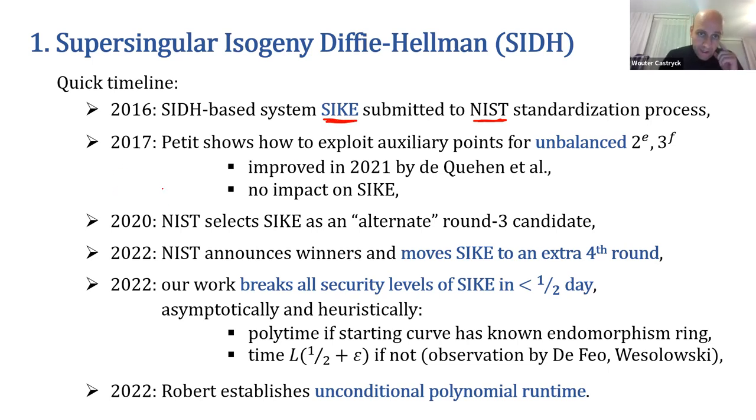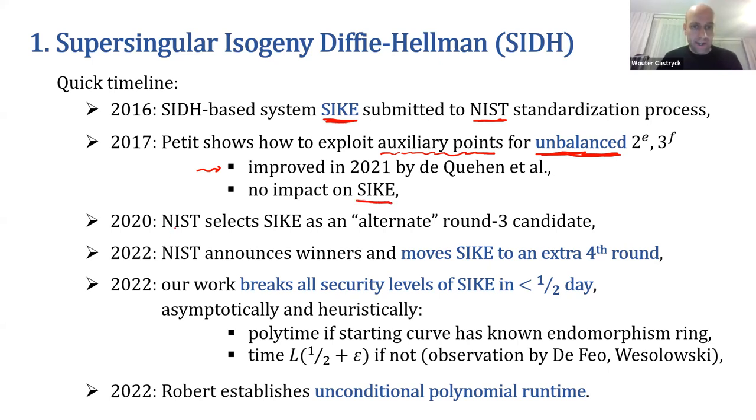Then in 2017, for the first time, it was shown that these auxiliary points indeed turn the isogeny finding problem into an atypical version of it. So he managed to exploit these auxiliary points to find a polynomial time attack in the case of very unbalanced parameters. So I said that 2 to the e is roughly 3 to the f. If that's not the case, so if 2 to the e is considerably larger than 3 to the f, or the other way around, it was already known how to use the auxiliary points for breaking SIDH. This was improved then in a follow-up work by many authors. But as I said, this only applies to unbalanced parameters, and so it had no impact on SIKE.